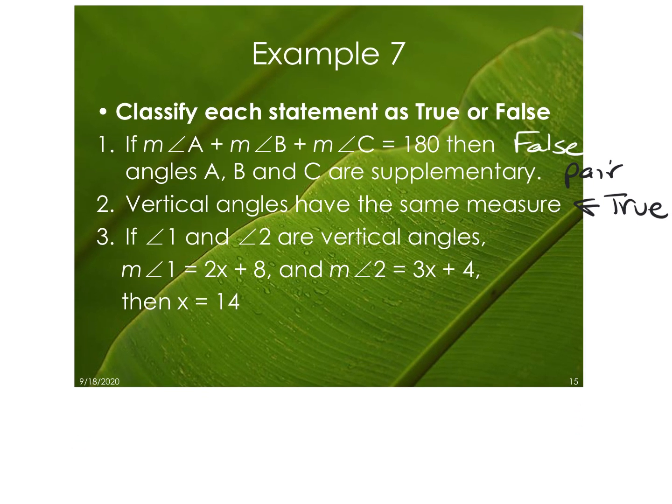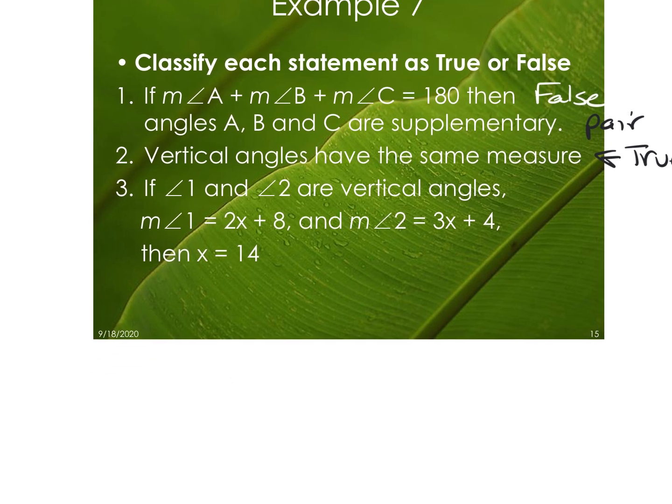Now, for the last one, we need to check their math. They're telling us if angle 1 and 2 are vertical, and the measure of angle 1 is 2x plus 8, and the measure of angle 2 is 3x plus 4, then x must equal 14. Now, there's 2 ways you can go about doing this. You could either plug in the 14 and see if you get the same number, or let's check their calculations and see if they found the right value of x.